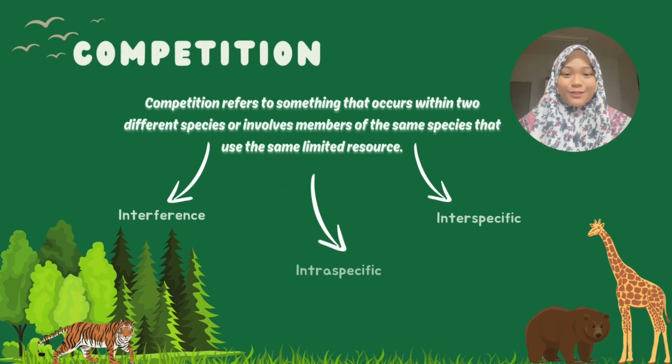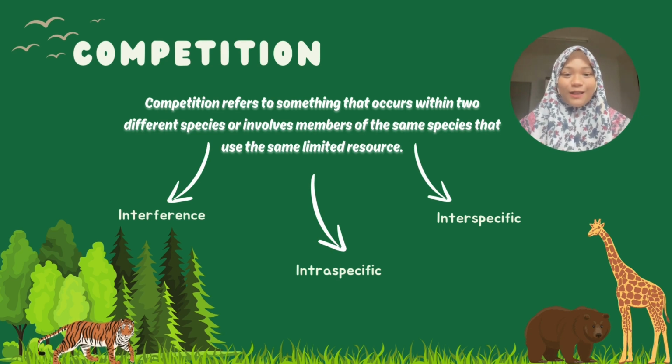My name is Noorana Shuhada, and now I will explain about competition. Competition refers to something that occurs between two different species or involves members of the same species that use the same limited resource. And competition has three different modes. First, interference. Second, intraspecific. And third, interspecific.